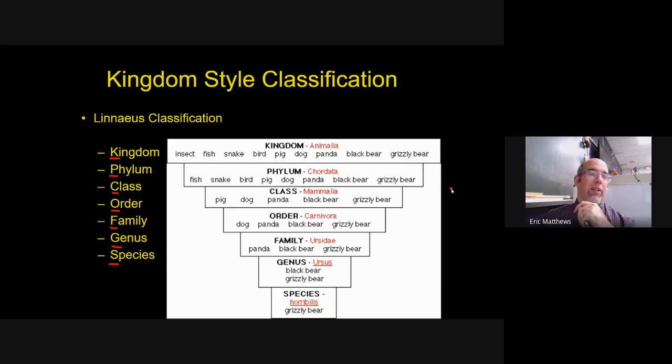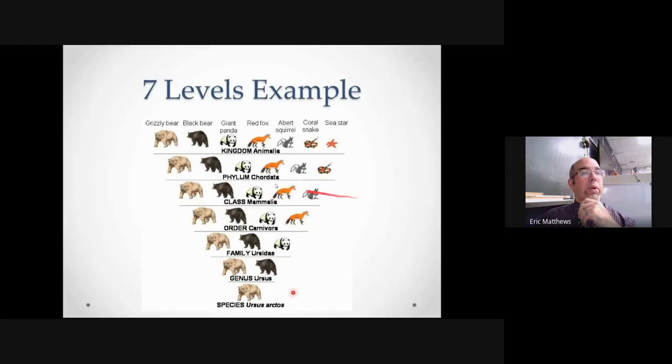KPCOFGS. Now, this, once again, is kind of bringing it back down, except this is wrong. It's not Ursus arctos. It's Ursus horribilis. Ursus arctos would be the polar bear. Same idea, though. At each step down, we can eliminate something. And then another one. And then another one.